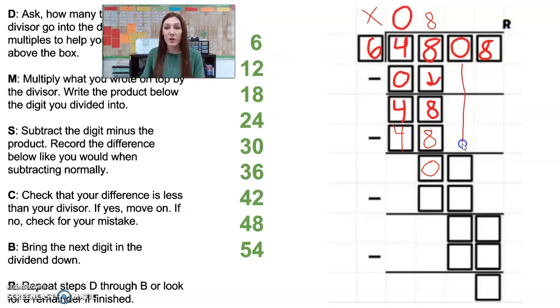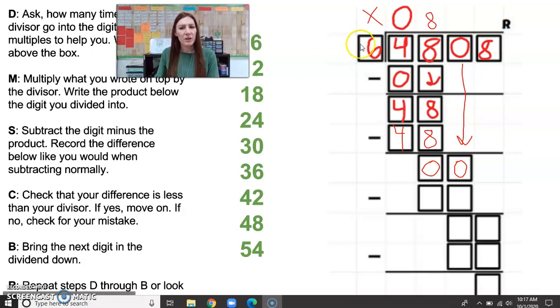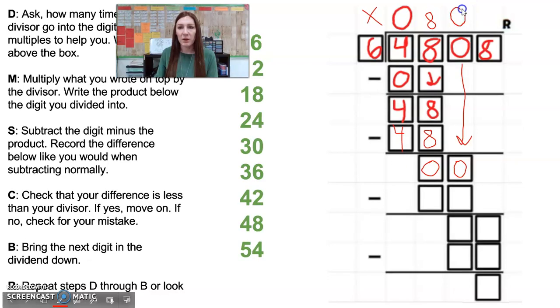So then I can go ahead and bring down 0. And so now my dividend is 0. So I need to divide 6 into 0, but can I do that? Can I take 0 and break it up into 6 equal groups? I can't. So I'm going to put a 0 in my quotient.